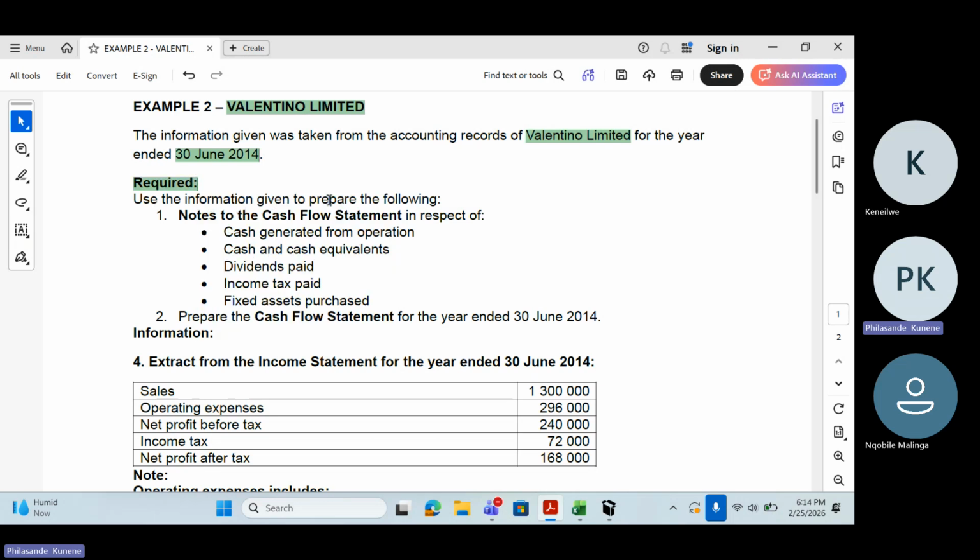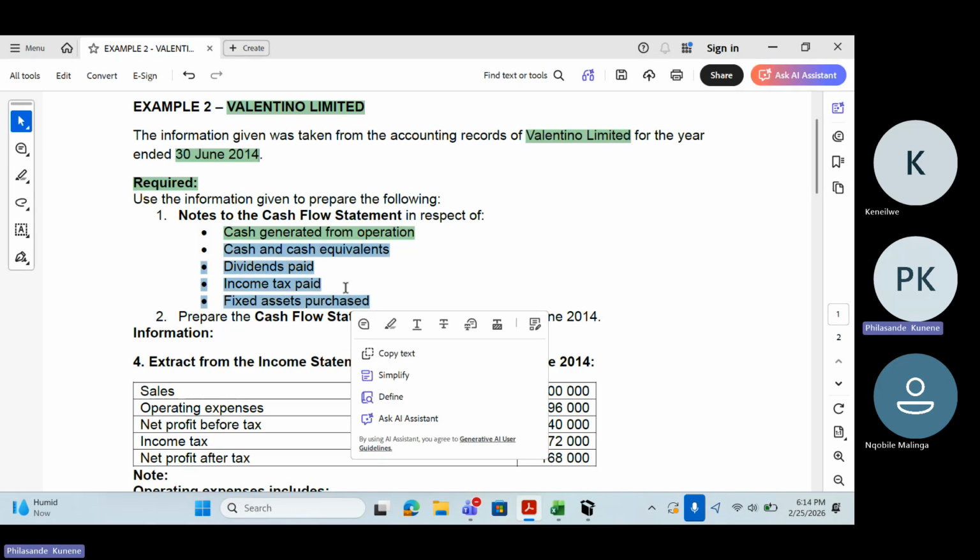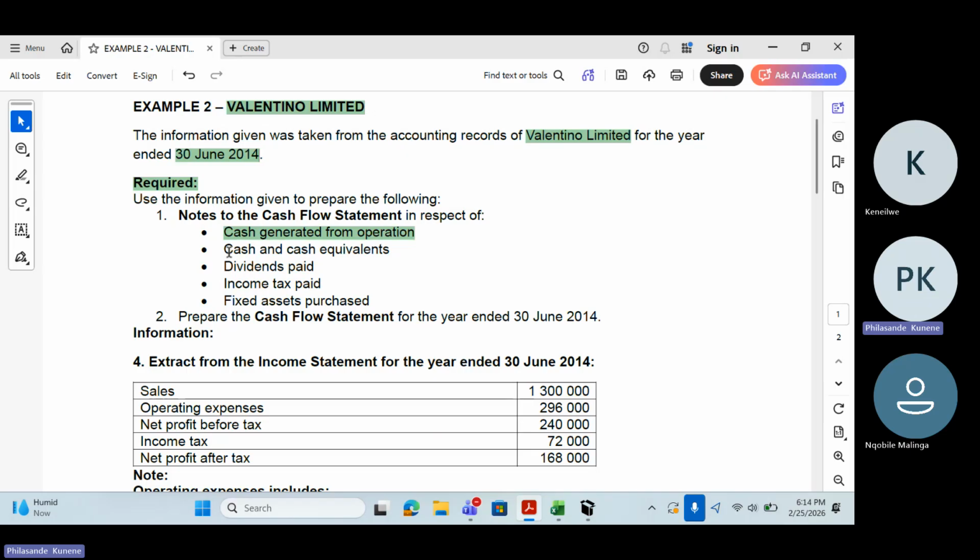They're saying use the information given to prepare the following. So we must prepare notes to the cash flow statement in respect of cash generated from operations. I said to you, this is the most important note; as time goes on, we will not do the other notes. We'll only be focusing on this one that we can expect from the exam. Number 2, cash and cash equivalents, dividends paid, income tax paid, fixed assets purchase. So these are the things that we need to calculate.